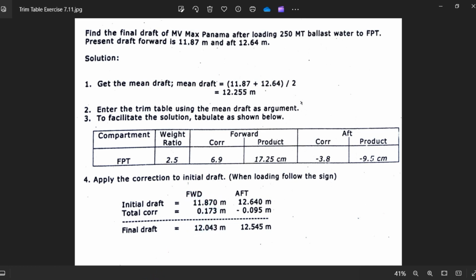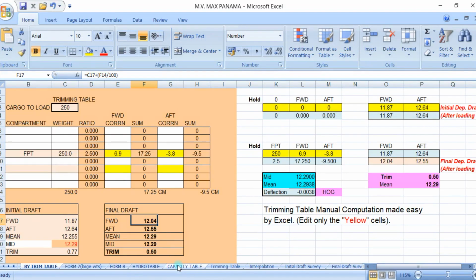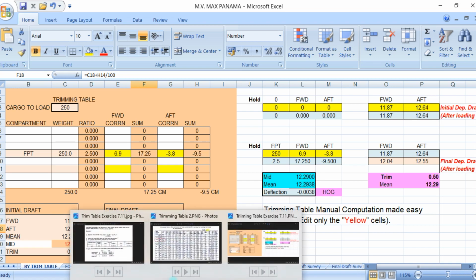Okay. So this one divide by 100, and your updraft is H14, which is this one. Divide this by 100, and you add this with your initial drop, forward 12.6. You will have 12.55. So with that, again we check this one.